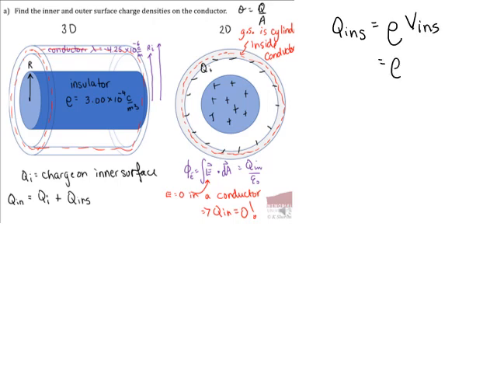The volume of the insulator is given by pi times its radius squared times its length. Let's call that length L. These are numbers that we know, so we can fill that in here. I'll just wait one more step.